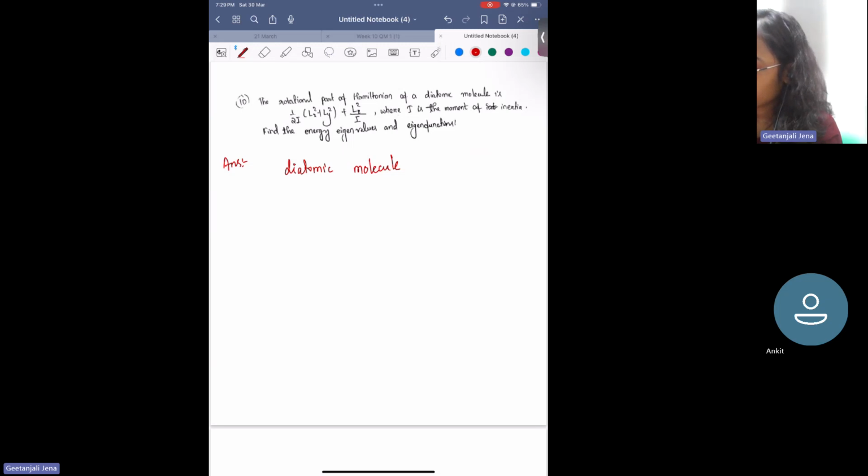And there will be a term Lz square by 2I. So I have written Lz square by I as 2 times half of Lz square by I. One Lz square by 2I I have taken inside this bracket and the other one is outside. So now this whole term is L square. This is L square. So we have L square by 2I plus Lz square by 2I.